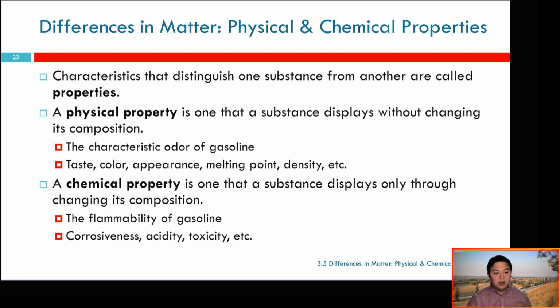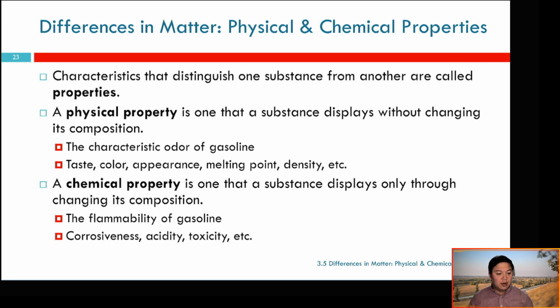Those are all physical properties. Chemical properties are different. Chemical properties are ones that are displayed only through changing its composition. Things like burning. Things like if you leave plastic out in the sun, it yellows. That's a chemical property. And that changes the plastic, because usually the plastic gets more brittle, it falls apart, it's not as strong.